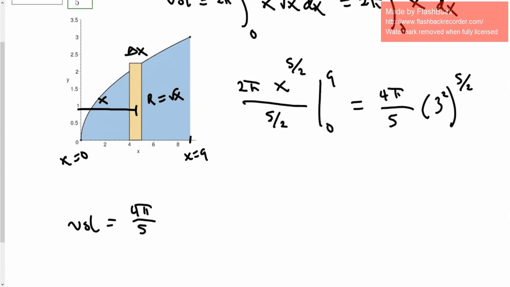Over 5, this becomes 3 to the 5th. And so on my calculator, that becomes 3 to the 5th times the 4, so that's 972 divided by 5. 972 divided by 5 times pi.